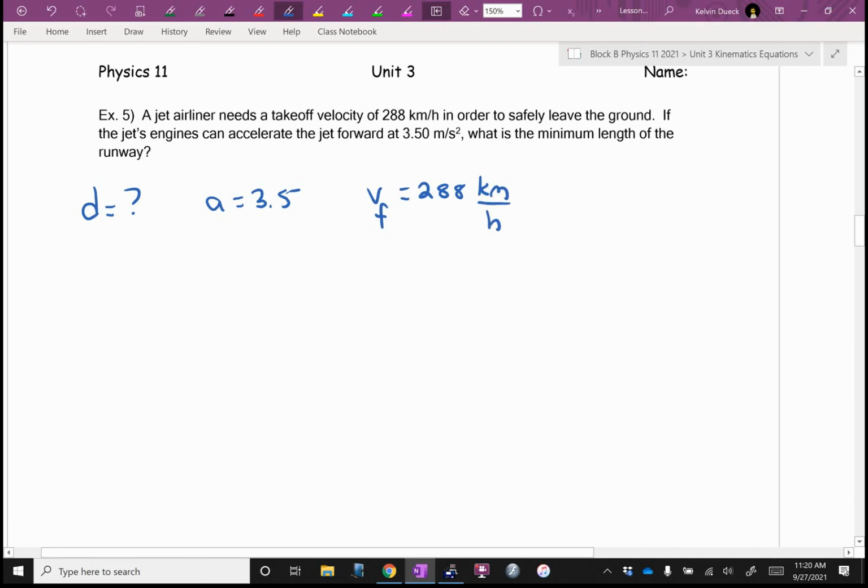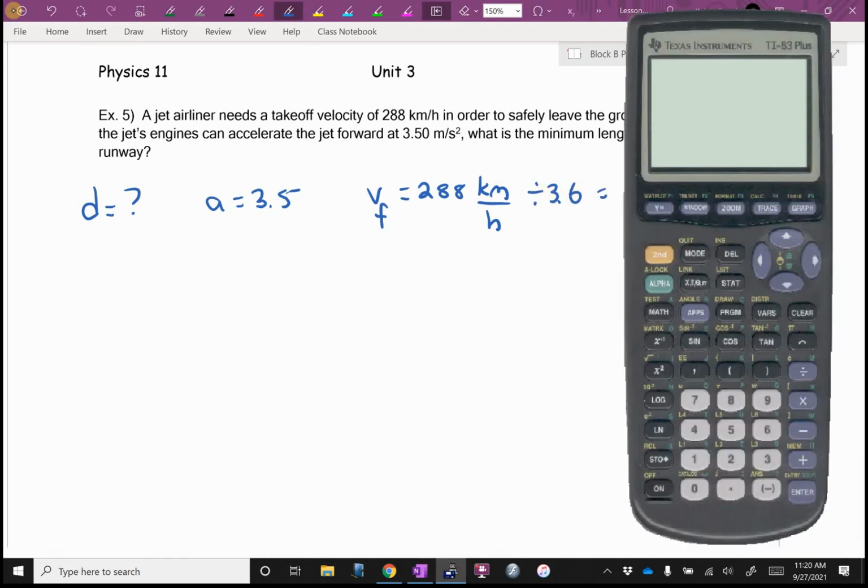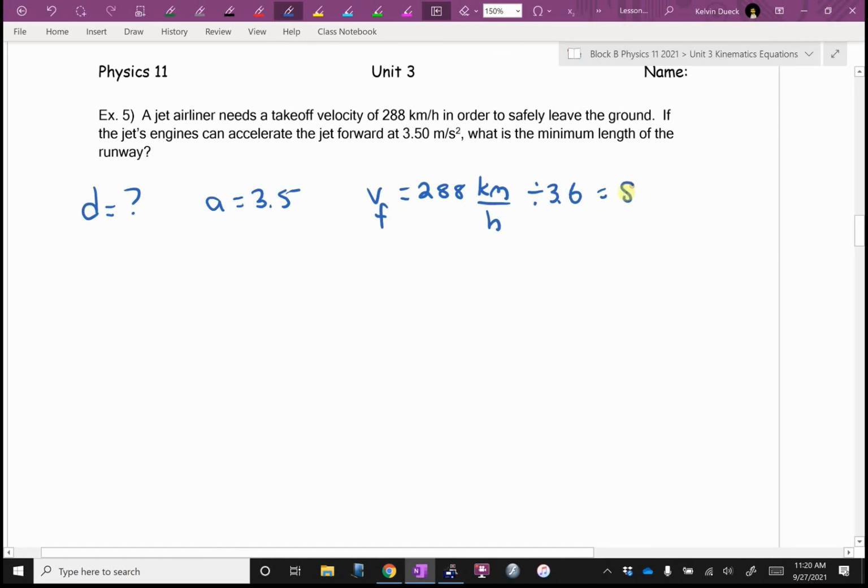I can't remember, Kyle, if you were here or not. We added something to our green sheet. How do I go kilometers per hour to meters per second? Something with a 3.6? Is it divided by 3.6? 80? I made that one work out nice for you.